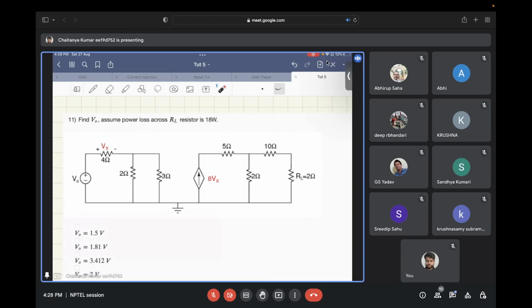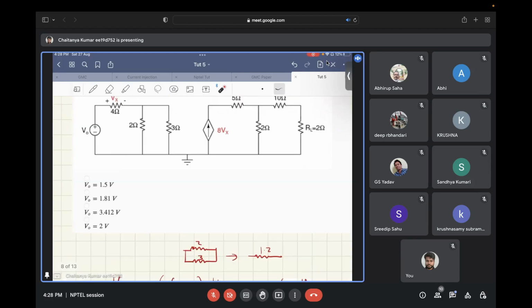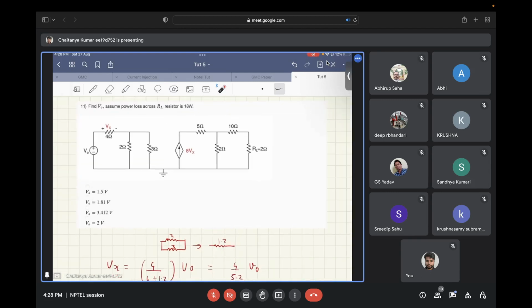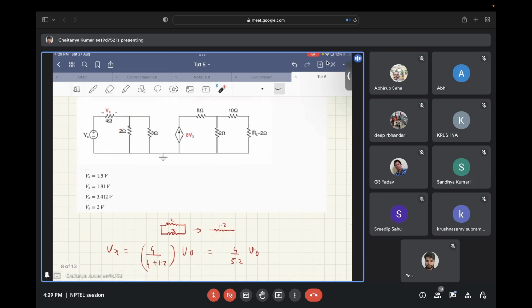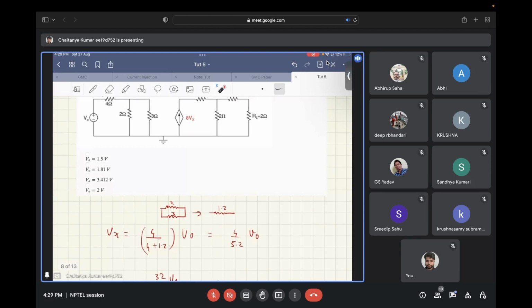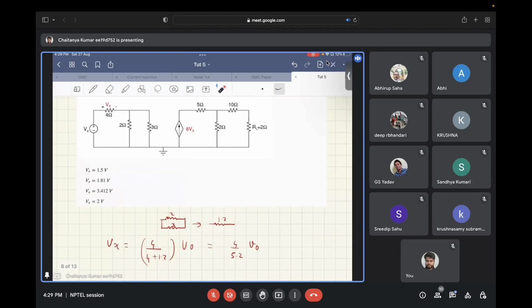So, let's see the solution of this. First of all, the voltage controlled current source is related to the voltage across the 4 ohm resistor. To find this, you can apply a simple voltage divider. First you need to find its parallel combination, that comes out to be 1.2 ohms, and from there you get Vx equal to 4 by R, basically Rx upon Rx plus Ry.